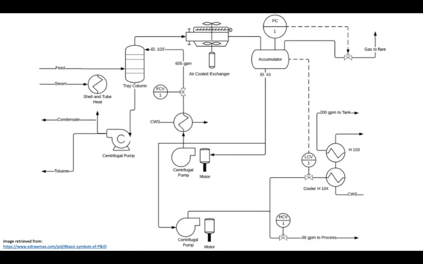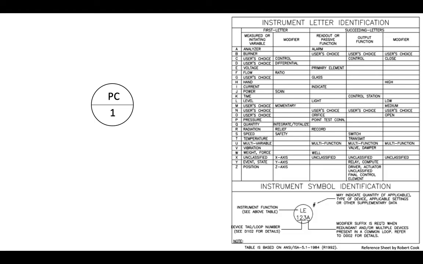Here is an example of a P&ID of a chemical process. Let's start by analyzing the following instrument. The first letter describes the parameter that is being either controlled or monitored. In this case, the parameter would be pressure. The second letter is used to describe the type of device that is used to control or monitor that parameter. In this case, the letter C stands for controller. Thus, we have a pressure controller.